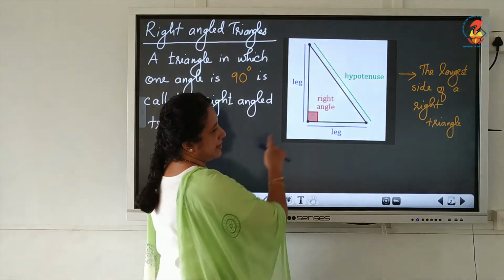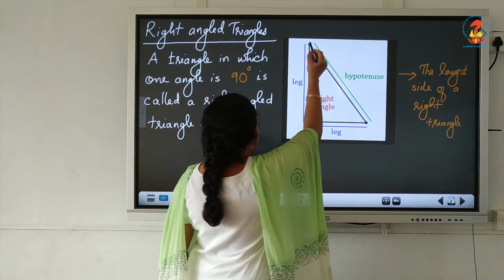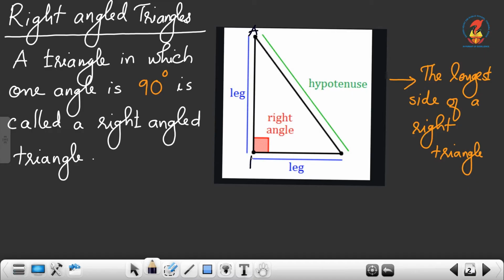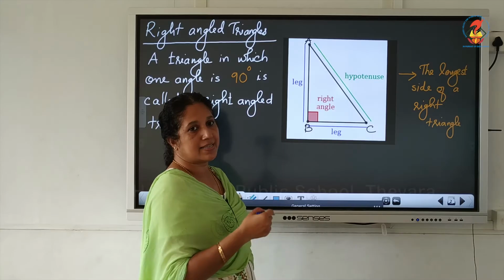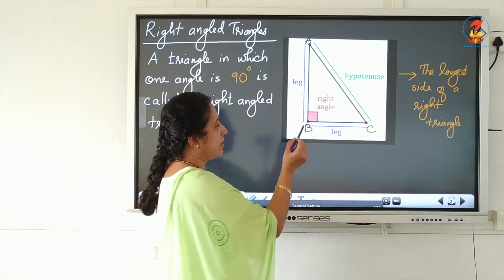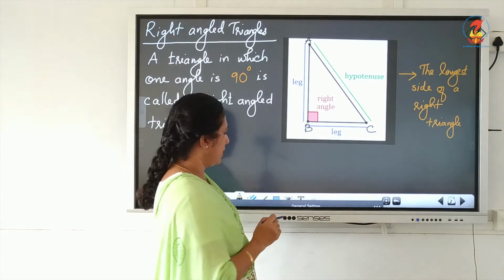Now consider the triangle. We can name the triangle A, B, C. So the given triangle is a triangle ABC. Now look here, angle B is equal to 90 degree. The measure of angle B is 90 degree. So we can call triangle ABC a right angle triangle because one angle is 90 degree.